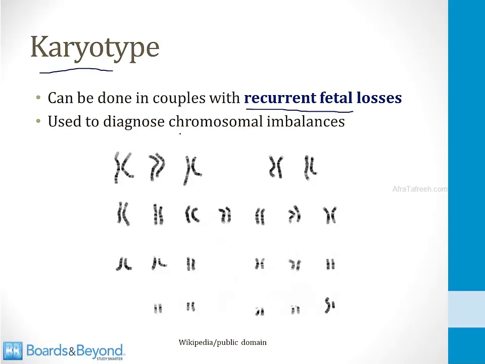A karyotype is used to diagnose chromosomal imbalances. A karyotype creates a karyogram like is shown on the screen here, and you can identify two fused chromosomes from a karyotype. So this is a test that's often sent in the workup of infertility to see if one of the parents is a carrier of a Robertsonian translocation. And that concludes our video on meiosis.